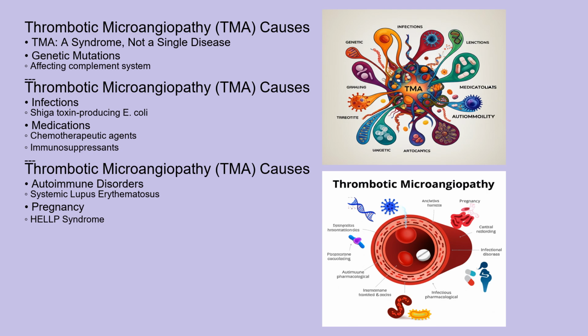So, what causes this condition? TMA isn't a single disease, it's more of a syndrome with various underlying causes. Some of the primary culprits include genetic mutations, particularly those affecting the complement system, a part of the immune system that helps fight off infections. Certain infections, such as those caused by E. coli producing Shiga toxin, can trigger TMA, especially in children. Medications like some chemotherapeutic agents and immunosuppressants can also damage the small blood vessels and lead to TMA.